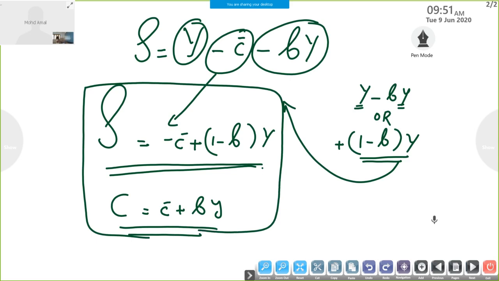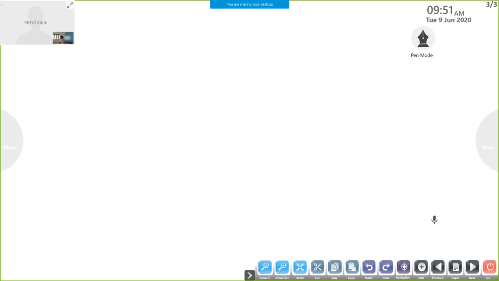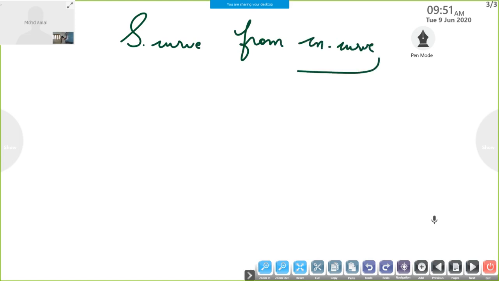The next one, graphical representation of saving curve. Graphical representation of saving curve from consumption curve. So here curve, previous what we did, consumption equation or consumption function. There we have to use that equation. Here curve they ask, that's why we have to use diagrammatic representation.